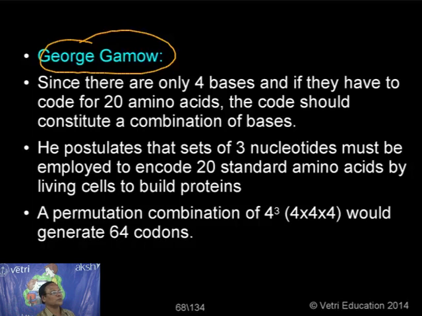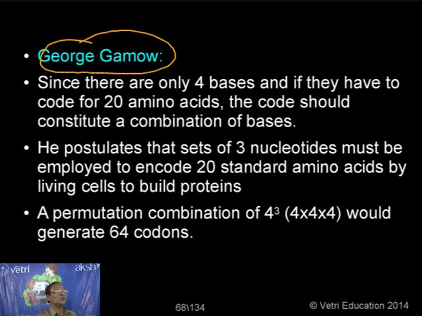Not only one base is enough to code for an amino acid, because we have 20 amino acids. So we need a minimum of 20 codons. A code is a combination of many bases. He also postulated that 3 nucleotides form a codon. So 3 nucleotides must be employed to form a code or codon, and that will encode the 20 standard amino acids by any living cells during the process of protein synthesis.